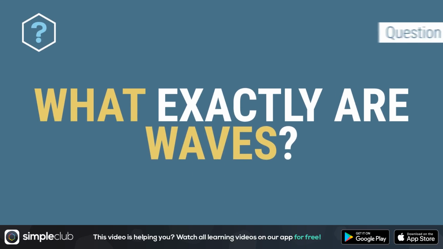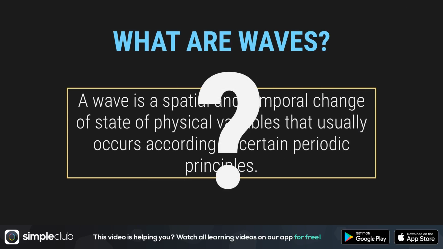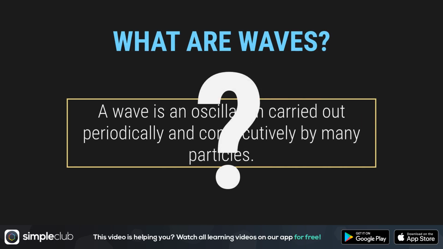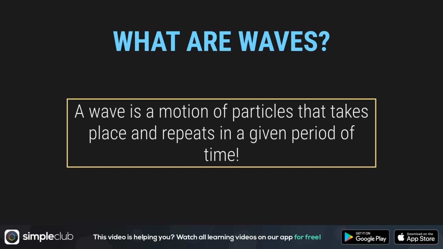So what exactly are waves? Here's a brief and intricate definition. A wave is a spatial and temporal change of state of physical variables that usually occurs according to certain periodic principles. Yes. In simple terms, a wave is an oscillation carried out periodically and consecutively by many particles. Cool. Also doesn't say a lot. To put it in even simpler terms, a wave is a motion of particles that takes place and repeats in a given period of time. Well, that's really saying something.